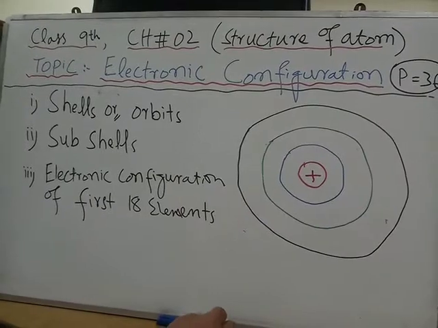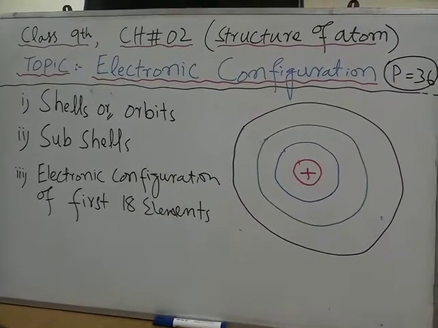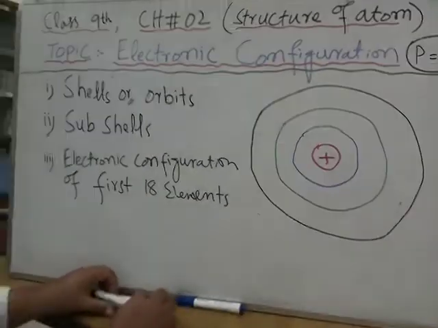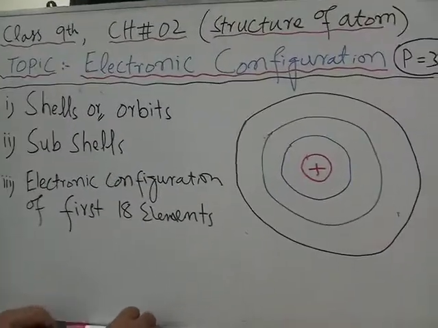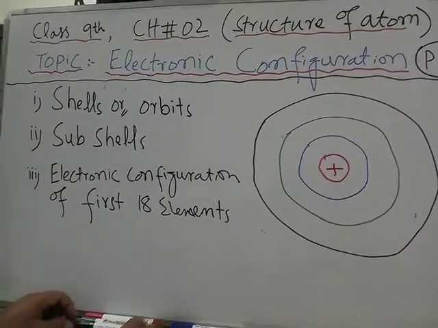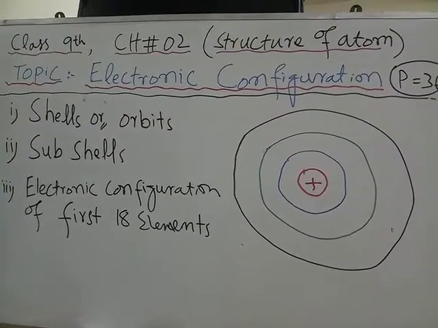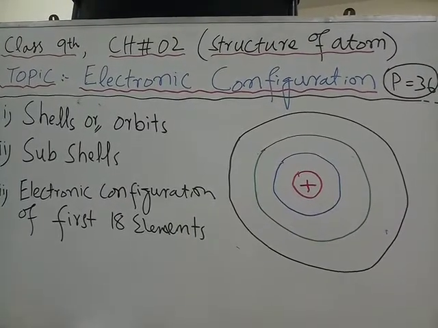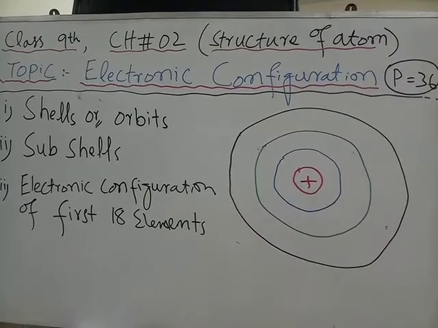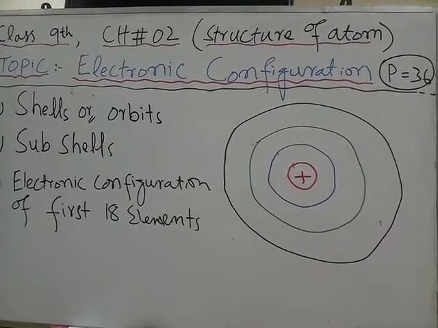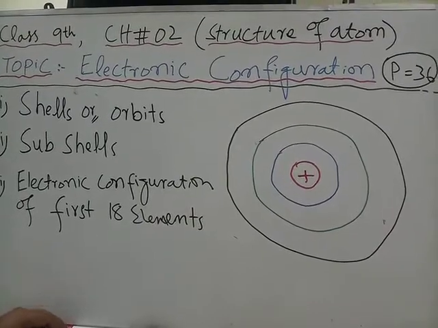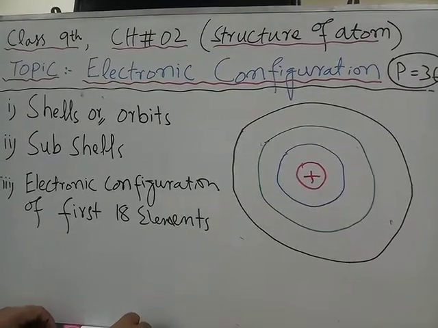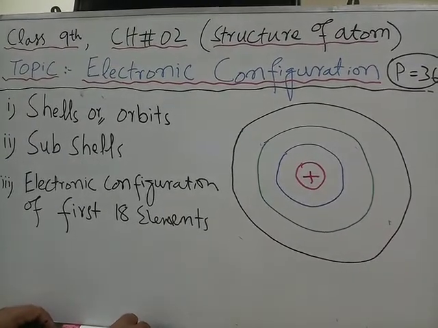Last time we discussed the uses of isotopes. Now we are going to discuss electronic configuration. What is electronic configuration? Electronic configuration is a process by which electrons are distributed in subshells on the basis of increasing order of energy. This process is called electronic configuration. So electronic configuration is an art which deals with the distribution of electrons in shells and subshells on the basis of increasing order of energy.